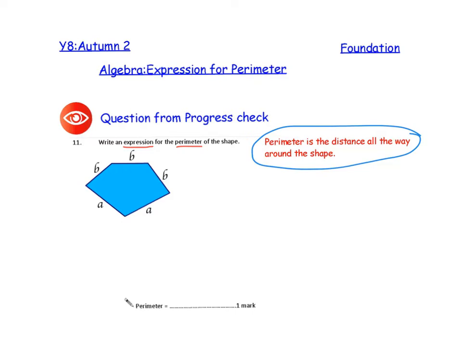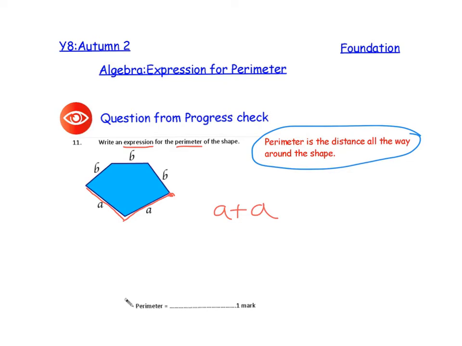Write an expression for the perimeter of the shape. I've got to go all the way around, so I need to choose a starting place. I'm going to start over here, and I'm going to go down this side. So I've travelled down the side that has A, and then I'm going to go up the next side, which is another A, so I have to add on another A.